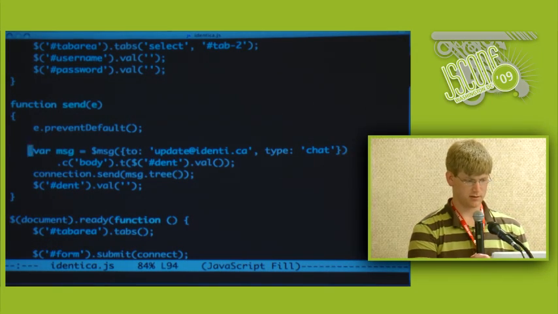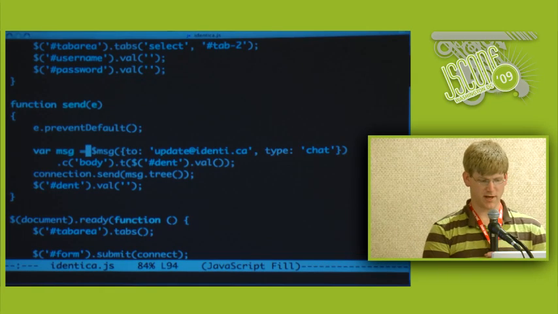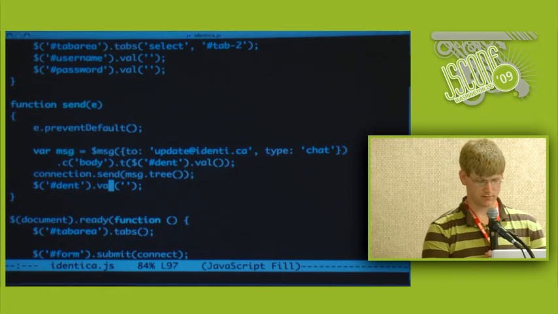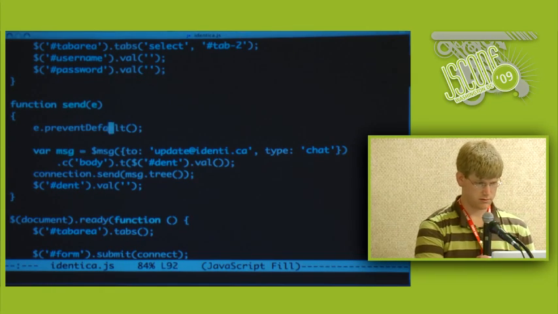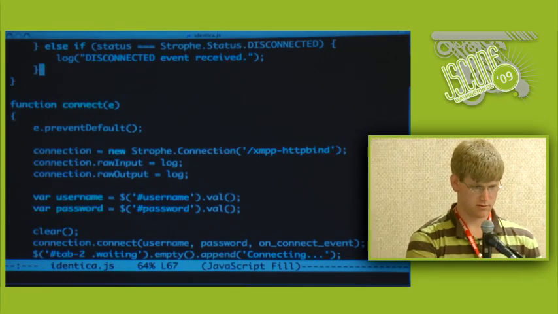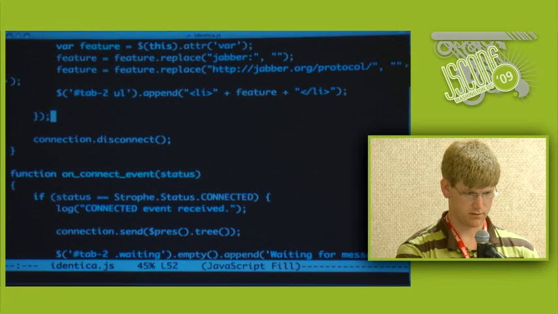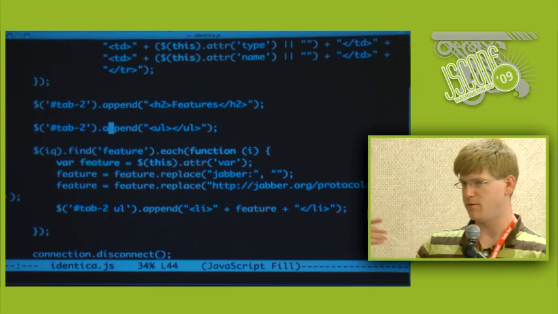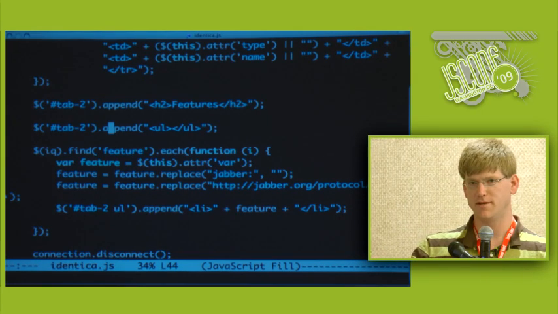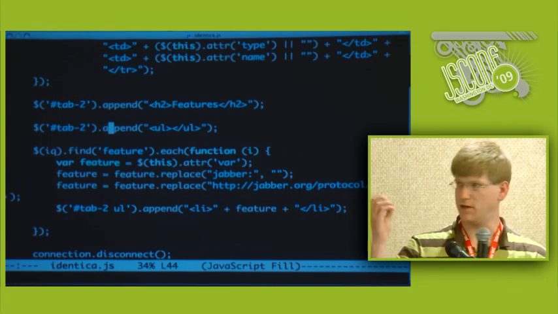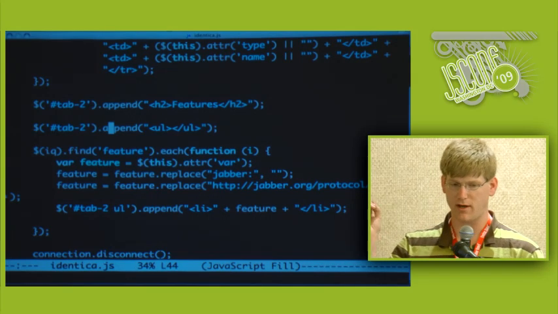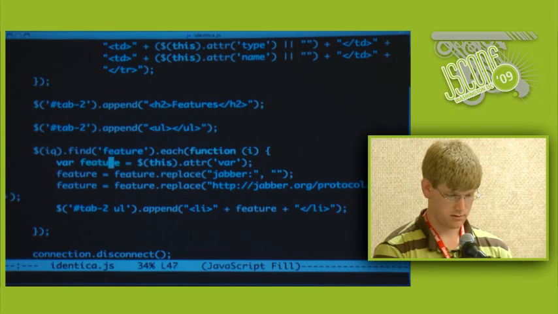So here's the send. You can see us building the message, and we call connection send and send it out. And I'm not sure what happened to the handler. But essentially, whenever the body comes in, all I did was find the div with jQuery and extract the XHTML IM body and just throw it back in there.